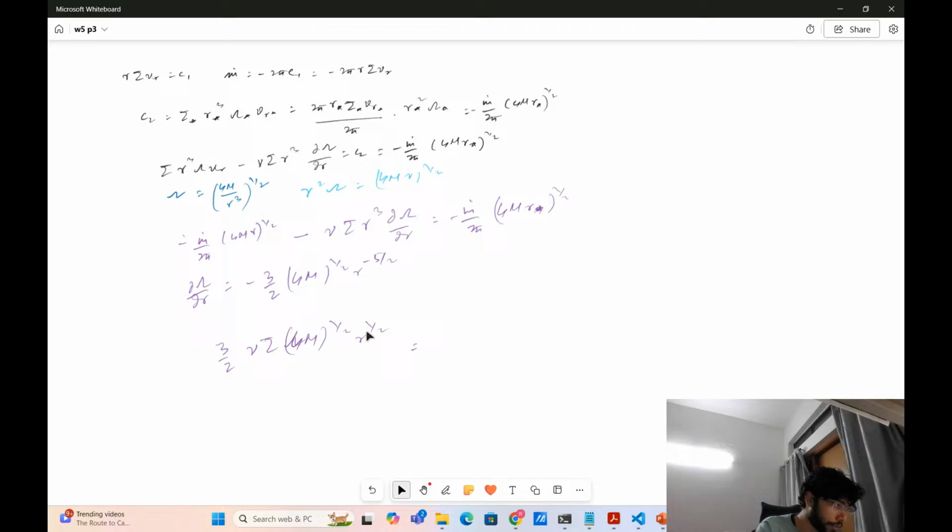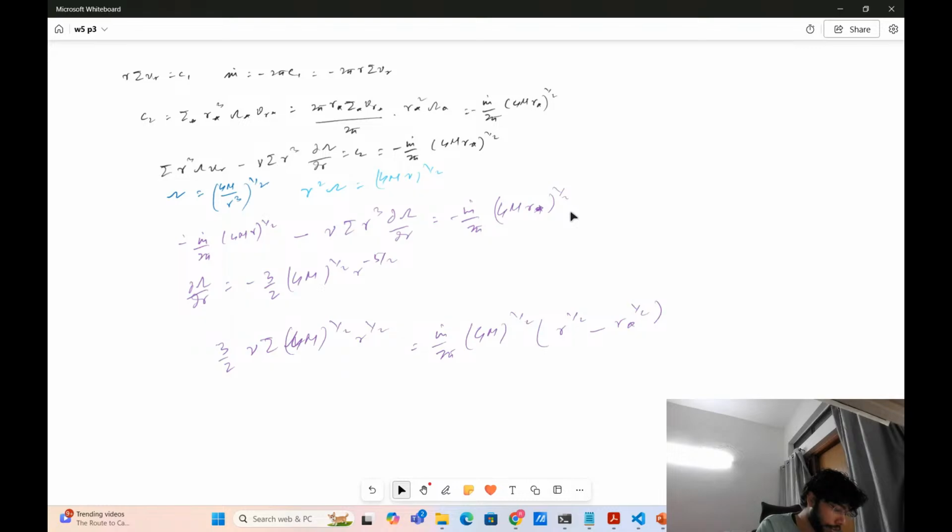So this equals m dot by 2 pi GM to the power of half, r to the power of half minus r star to the power of half. I just took these two terms on the same side. So there is r to the power of half minus r star to the power of half. Okay.